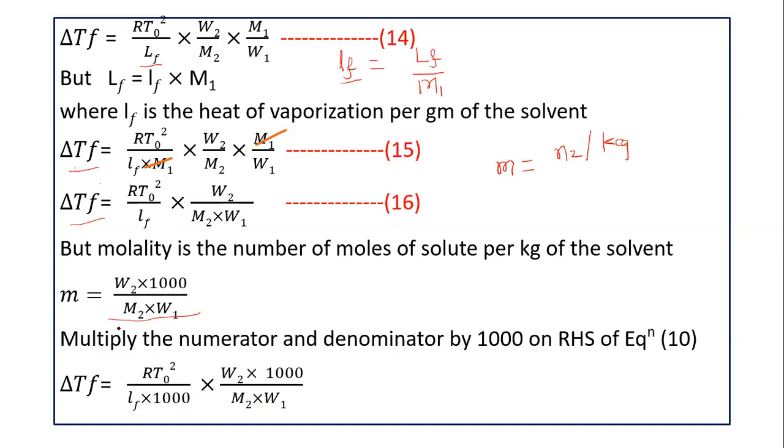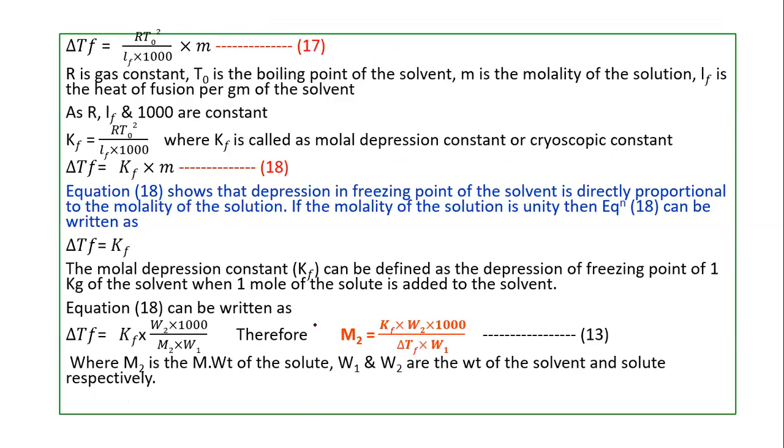Now in this equation, the term W2 into 1000 divided by M2 into W1 is nothing but the molality, according to the definition of molality. So we can substitute molality here, as you can see in the next slide. Delta TF equals RT0 square upon LF into 1000 into molality, where small m is called the molality. In this equation, R is the gas constant, T0 is the freezing point of the solvent, m is the molality of the solution, and small LF is the heat of fusion per gram of the solvent.